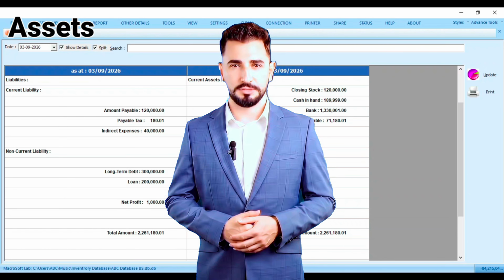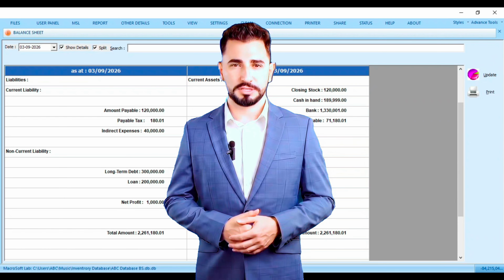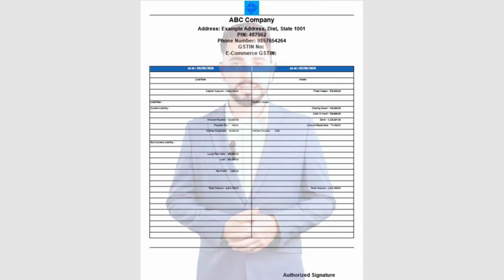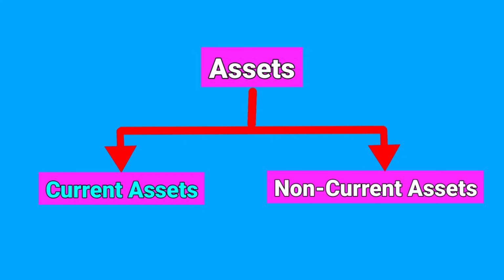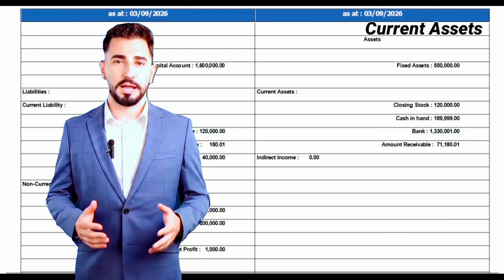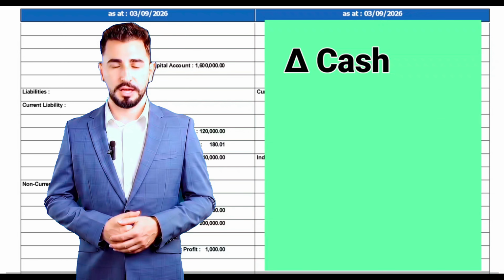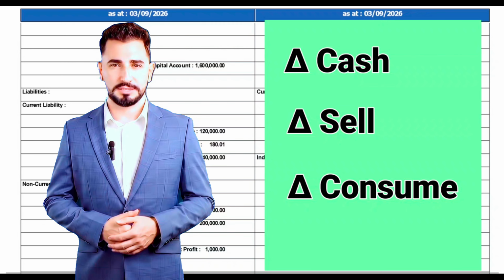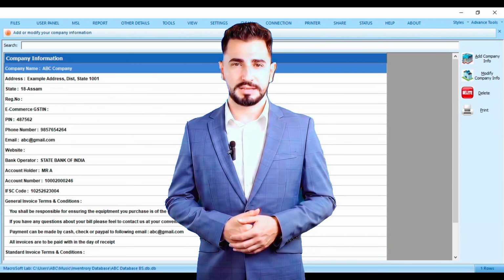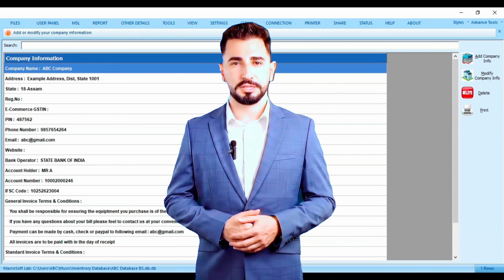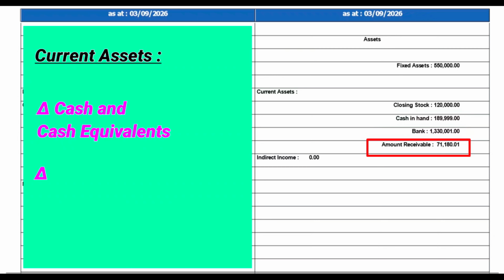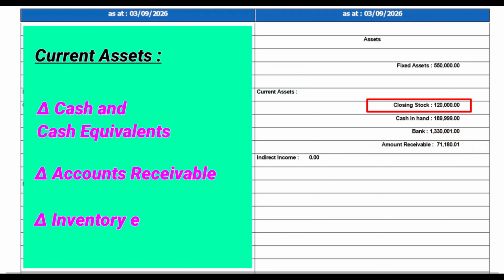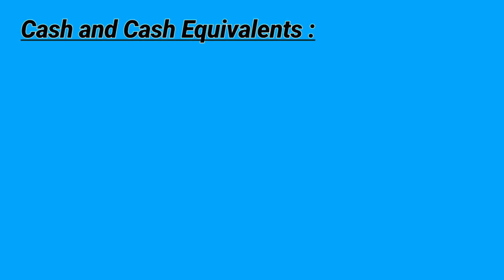Assets are resources a company owns or controls that hold measurable monetary value. They are divided into two main categories based on liquidity: current assets and non-current assets. Current assets are all the assets a company expects to convert to cash, sell, or consume within 1 year or one operating cycle. Current assets are typically grouped into multiple categories on a balance sheet: cash and cash equivalents, accounts receivable, inventory, etc. Cash and cash equivalents.